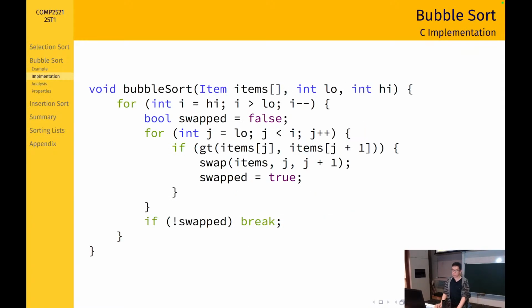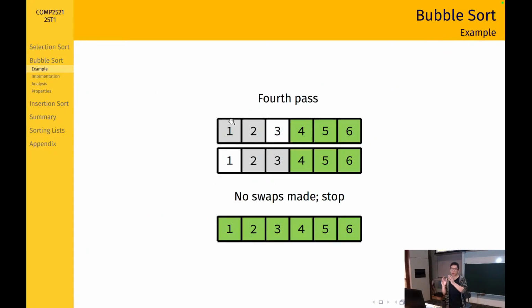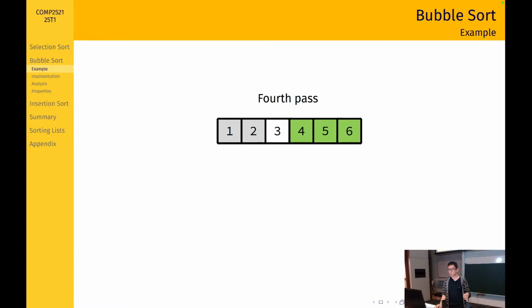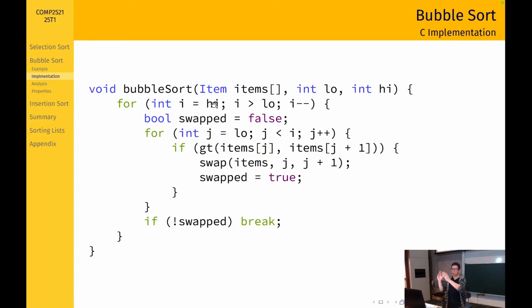Okay, and here is the code for bubble sort. What we see here is in our outer loop, we have an integer I, which is initialized to high. Remember, high is the rightmost index, and I here controls where we go up to in each pass. So during the first pass, we're going to scan or sweep all the way up to high.